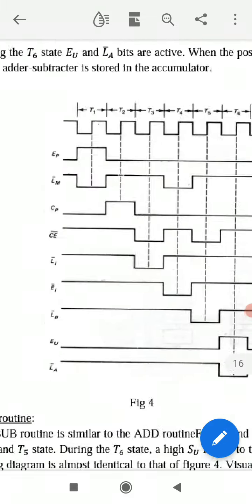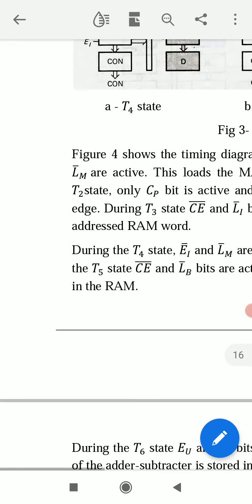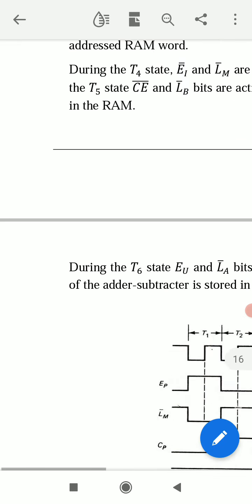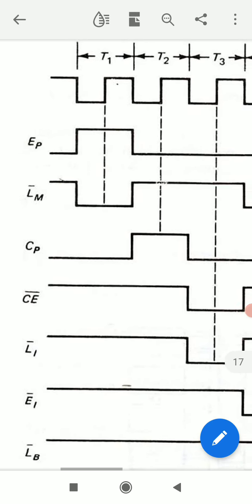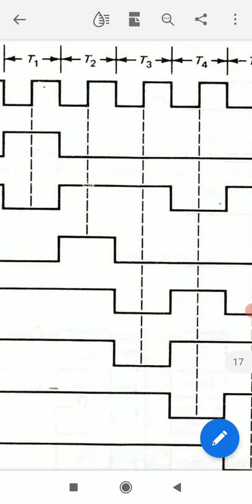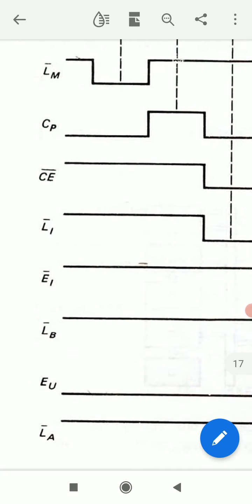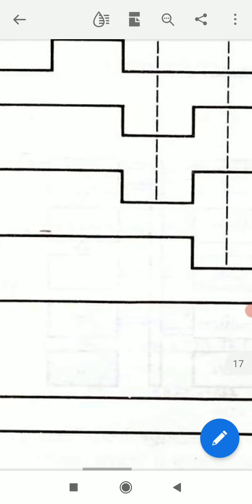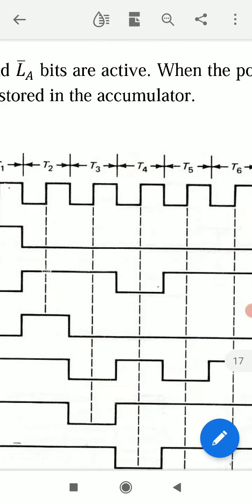So this is the T4 state, and in this T4 state, LM bar and EI bar. This is LM bar, which is 0 in T4 state, and EI bar is here. This EI bar is 0 during this T4 state.